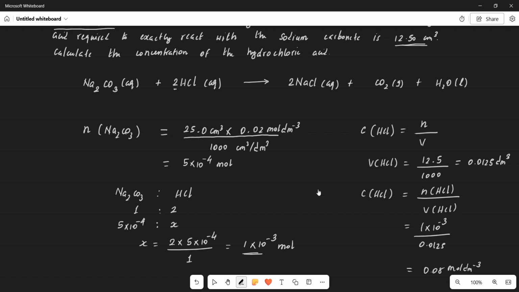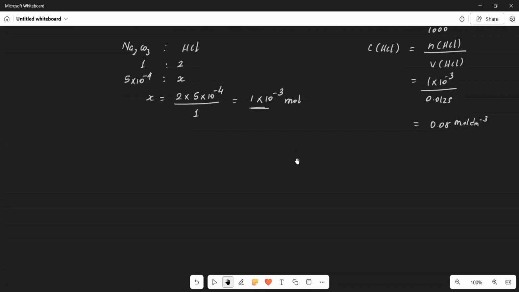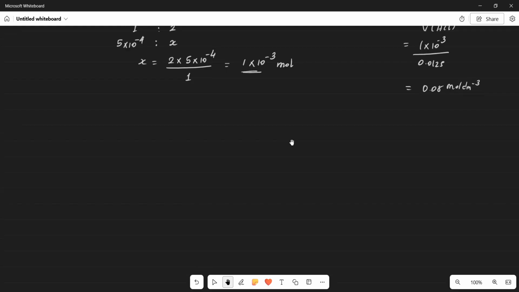I want to do one more example based on gas volumes, how to use gas volumes. So that I am going to do now. Let me take one example which helps me to connect the number of moles, the volume of the gas and the mass of the gas. So let us do that. I am taking this example.